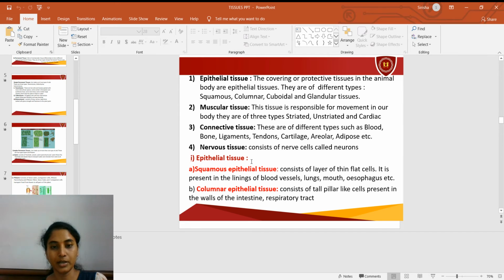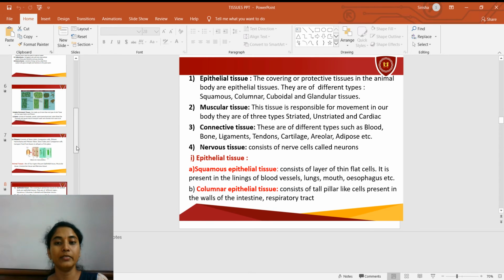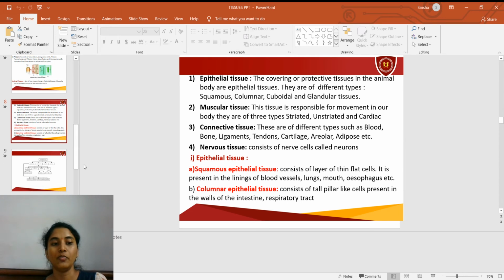Now let us see the different types of epithelial tissues. First, squamous epithelial tissue consists of a layer of thin flat cells. It is present in the linings of blood vessels, lungs, mouth, esophagus, etc. The mouth has a very soft tissue, which is squamous epithelial tissue. The esophagus is the lining of the food tract, and the linings of blood vessels are also made up of this squamous epithelial tissue.